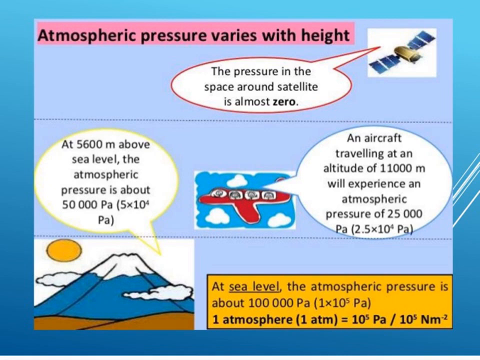Now we are going to discuss variation in atmospheric pressure. Atmospheric pressure varies inversely with height. If you increase the height, atmospheric pressure will decrease. If you look at the picture, then you can see that atmospheric pressure is maximum at sea level and minimum at the space.